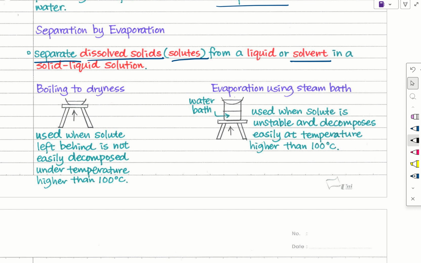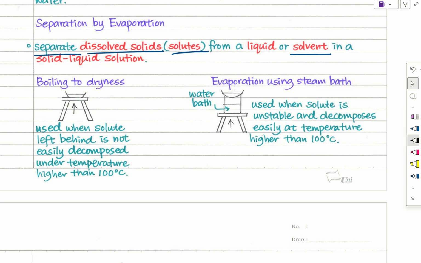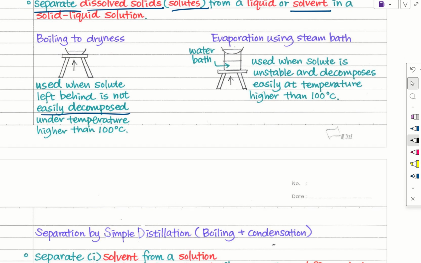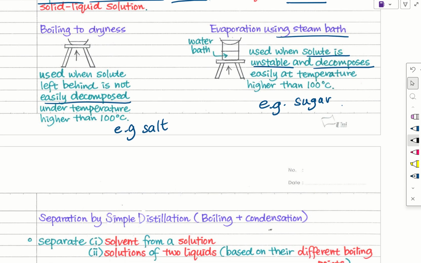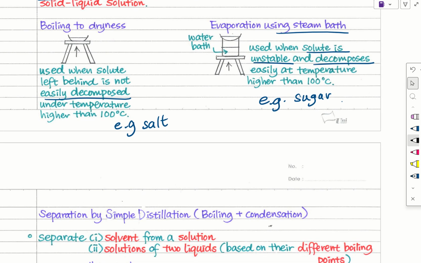So the first one is boiling to dryness. Okay, so it's used when the solute left behind is not easily decomposed under high temperature. So an example is your salt. The other one is evaporation using a steam bath or water bath. So it's used when the solute is unstable and decomposes easily at high temperature. So an example is your sugar. So you may want to read the question carefully. Okay, but we can also use a water bath for salt as well. So maybe it is good that you memorize how to draw these two diagrams.